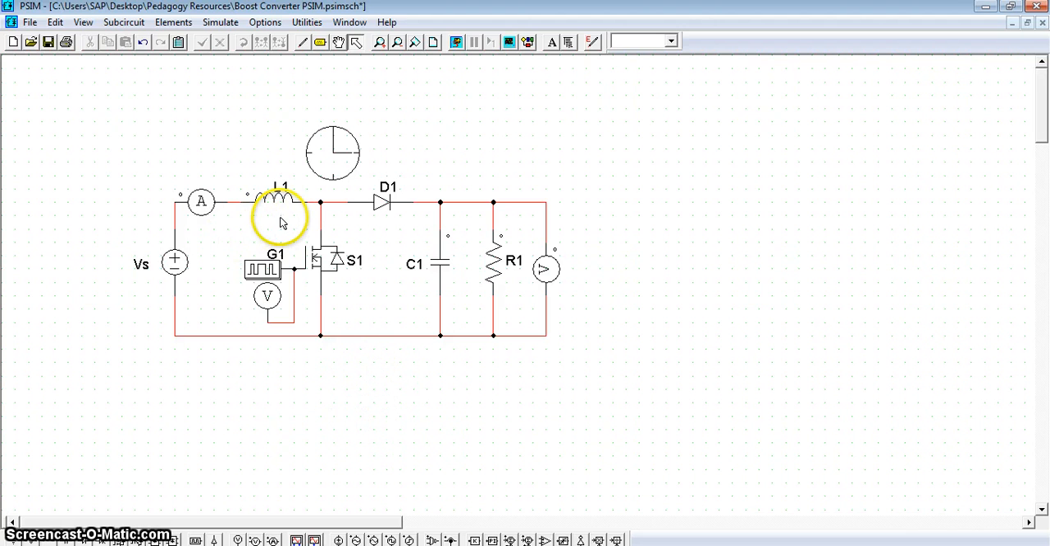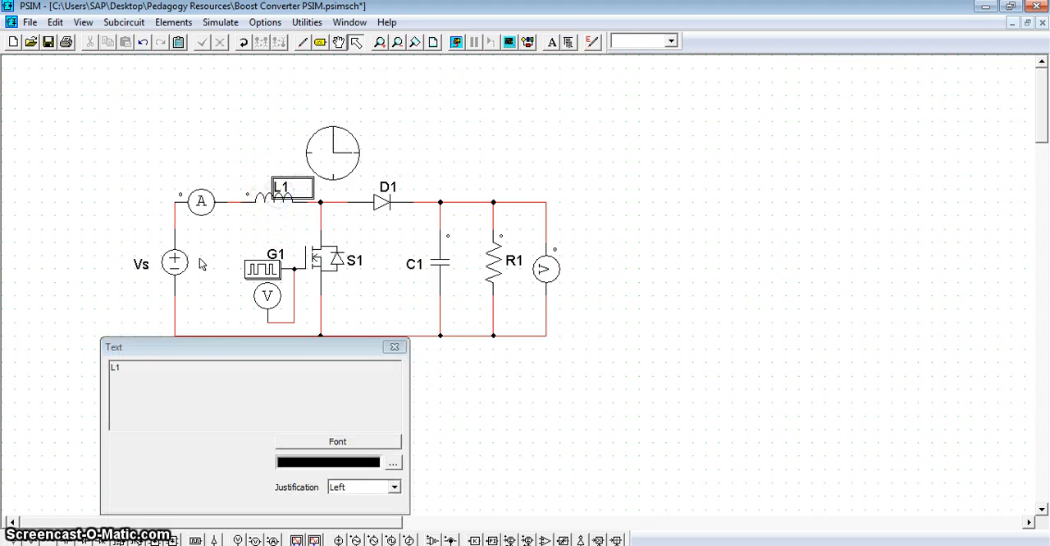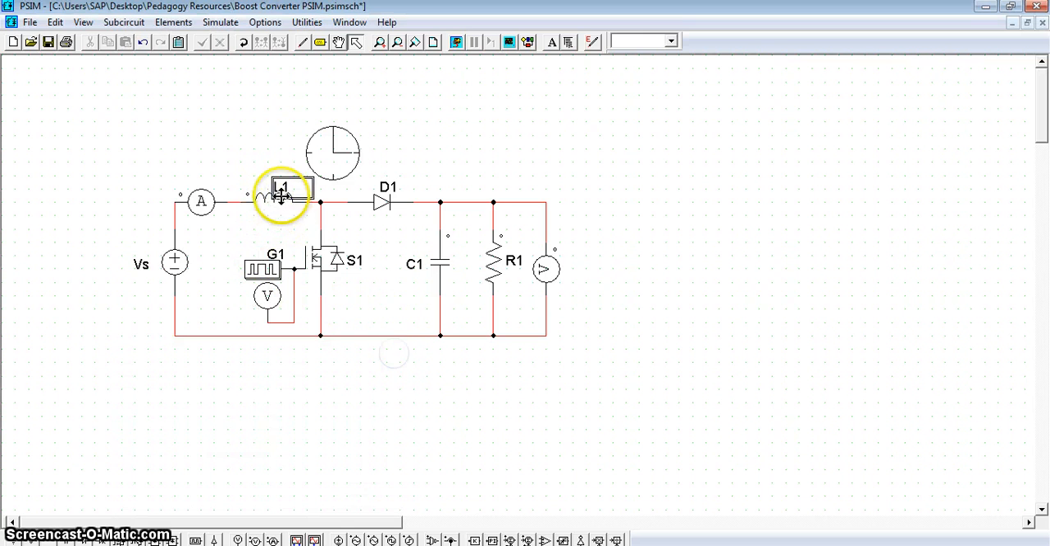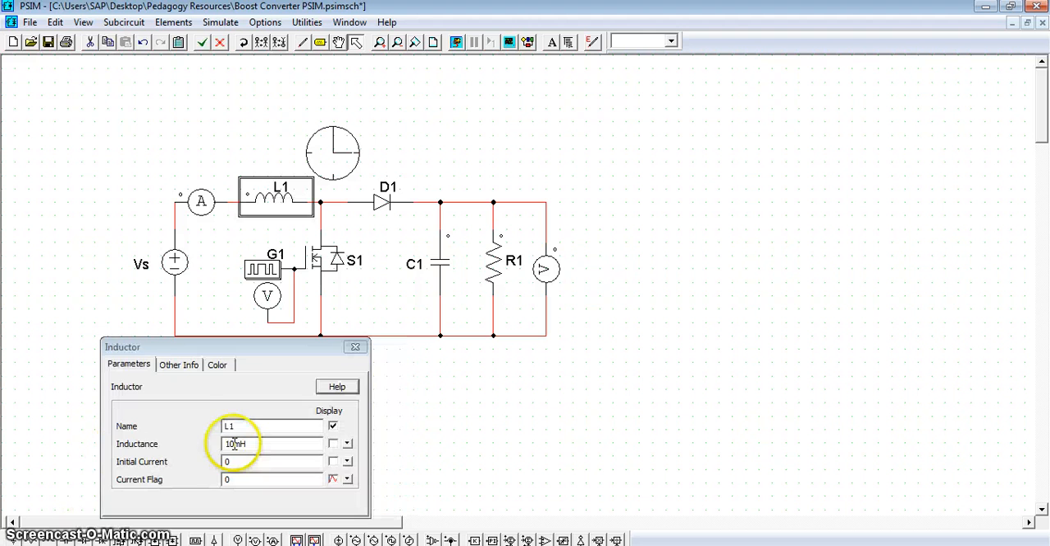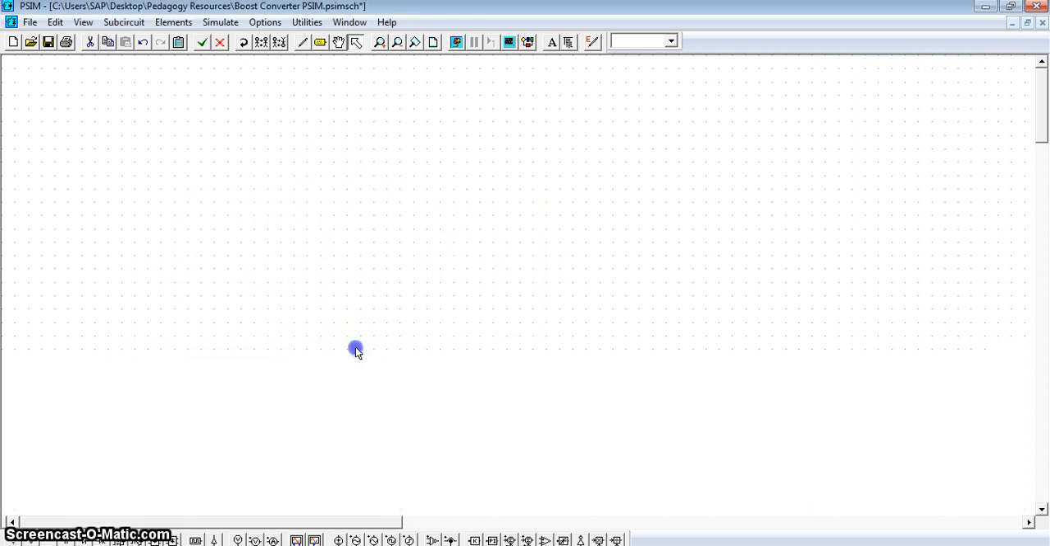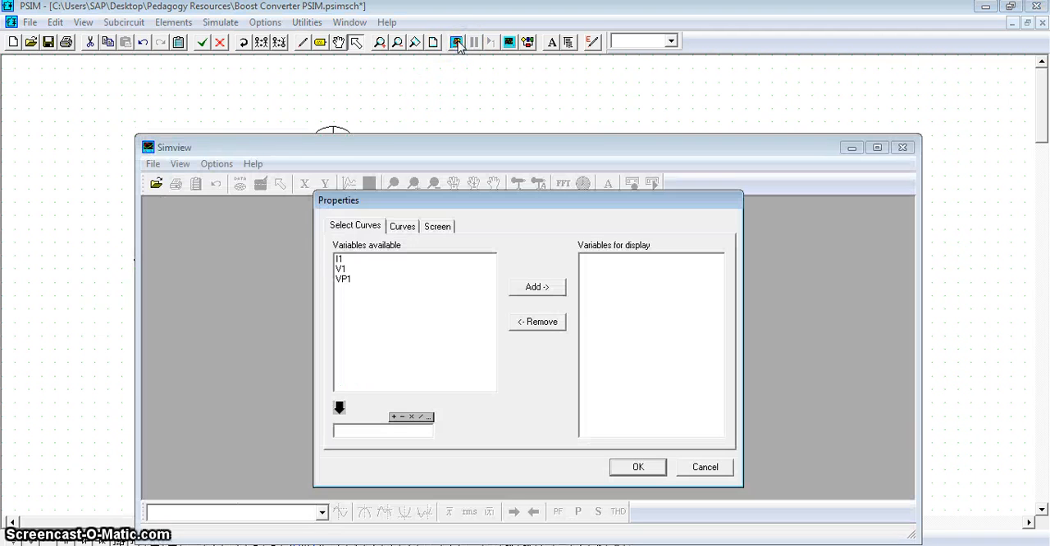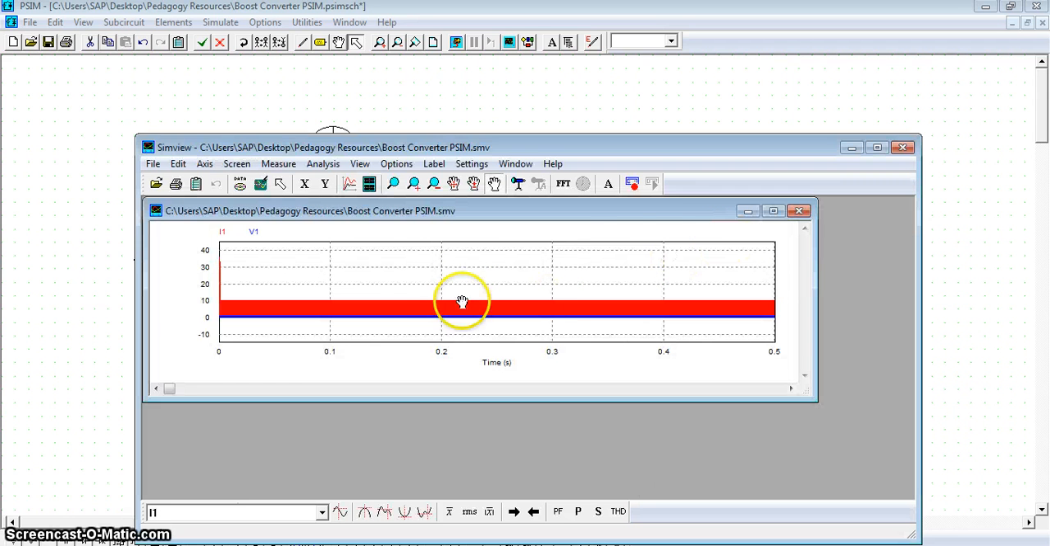Now we can vary the inductor value like this. This is the input box. Let's give a value of 1 millihenry for the inductor, and let's simulate it and see the variation of input inductor current with respect to the gating pulse. I1 represents the input inductor current and V1 is the gating pulse. So this is the simulation result.